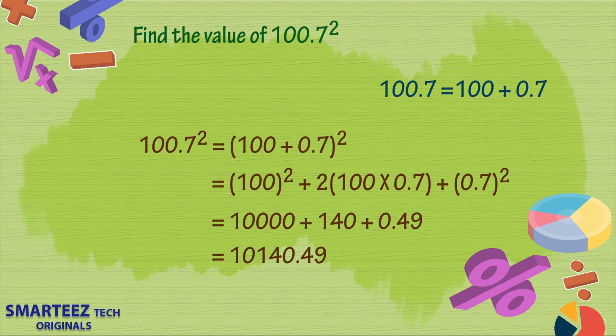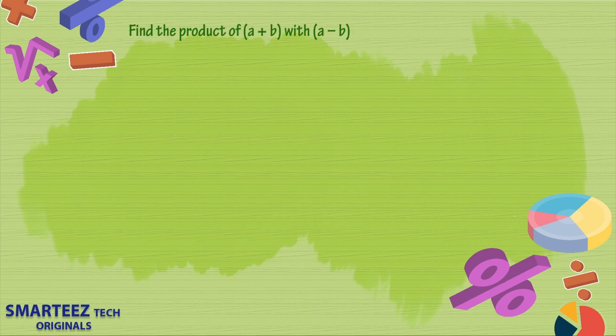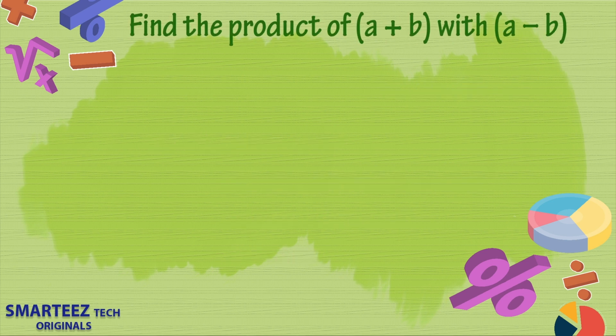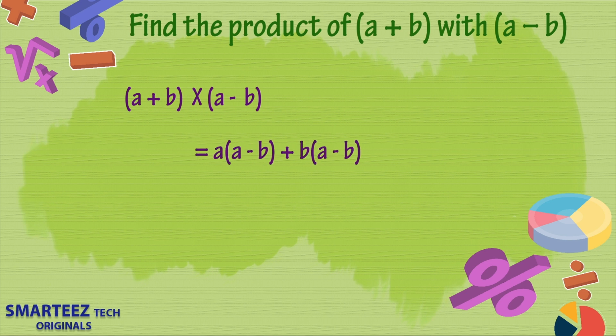Let's look at another special product of two binomials. Find the product of a plus b with a minus b. We'll find the product using the conventional method of binomial multiplication, (a plus b) times (a minus b). Now we can multiply each term of the first binomial, which is a plus b, with the second binomial, which is a minus b. So this equals a times (a minus b) plus b times (a minus b).